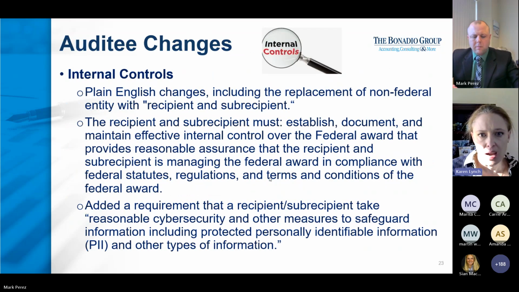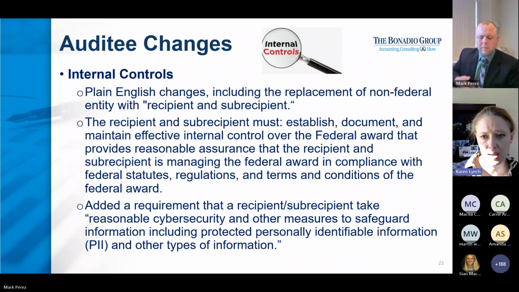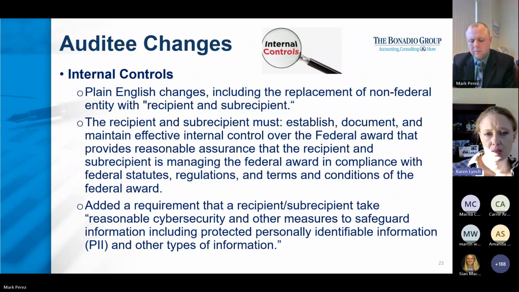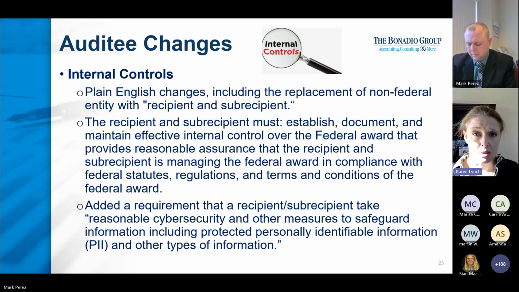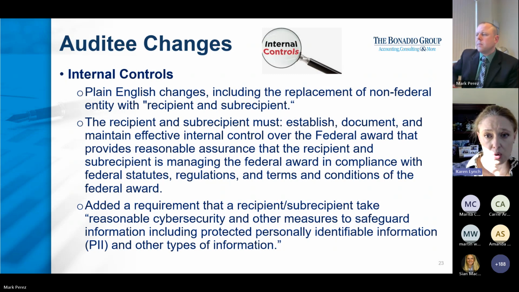So then moving on to auditee changes, lots of changes in focus related to internal controls. As Mark had kind of reiterated back on the replacement of non-federal entity, more clearly stating the recipient and the subrecipient. So as we said, you might be the subrecipient because the federal dollars came from the federal agency to New York State and then to your organization. That actually makes you a subrecipient, as opposed to the dollars that maybe go right from the federal government directly to your organization. That would make you just the recipient.